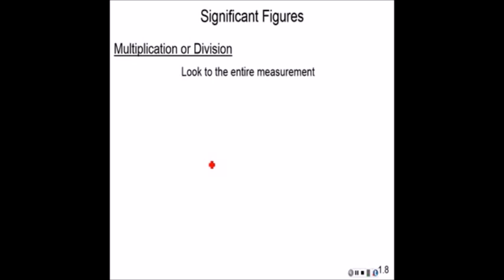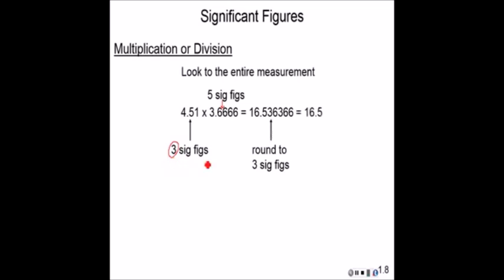Multiplication and division is a little bit different. We're going to consider the entire measurement. So here we are multiplying these two together, and this is what we get for an answer. There are 3 significant figures here, and there are 5 significant figures here. So how many should I round my answer off to? Well, the rule is stating that I want to write my answer in such a way that it has the same number of significant figures as the smaller number of significant figures. Therefore, I want 3, and I get this for an answer.